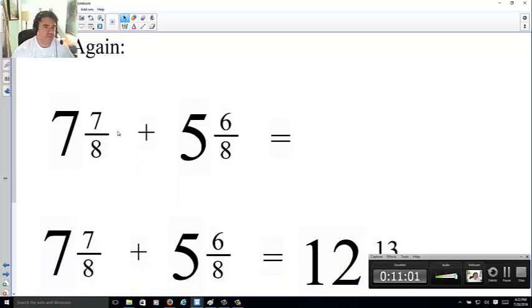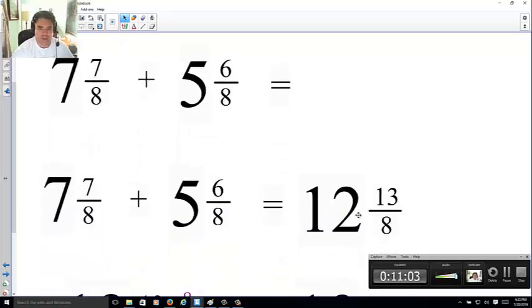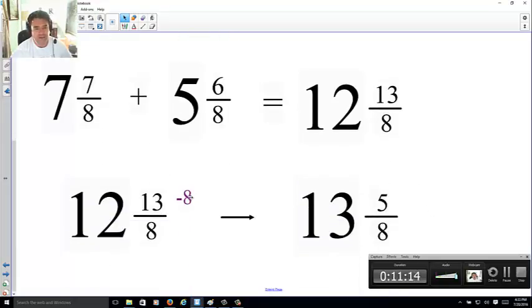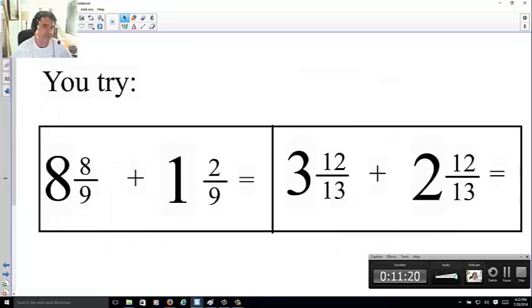Again, take another look here. Big 7 plus big 5 makes big 12. 7 over 8 plus 6 over 8. 7 plus 6 is 13. Since 13 is bigger than 8, take 8 away from the top and add a big 1. So, 13 minus 8 would be 5. So 5 over 8 is what's left. Add a big 1 to your 12 and make 13.